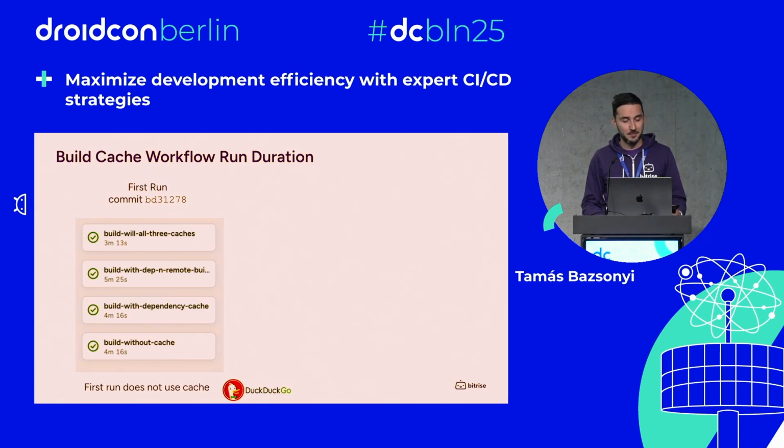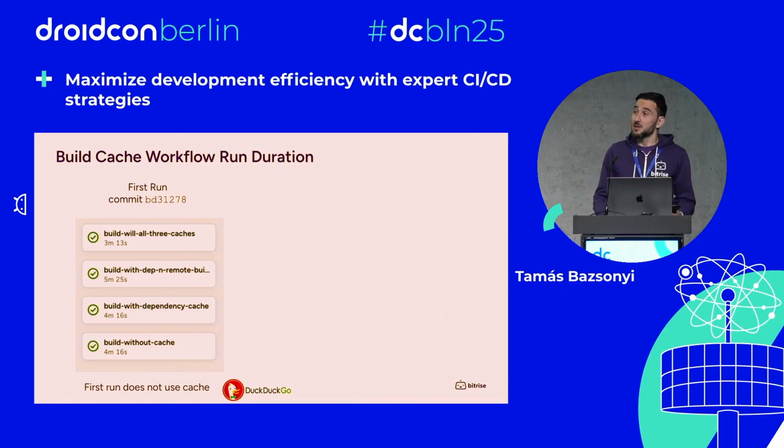We have the first run. You can see at the top we have a build with all three caches. After that, a build with dependency and remote build cache. The third one is a build with dependency cache. And the fourth one is the build without cache.